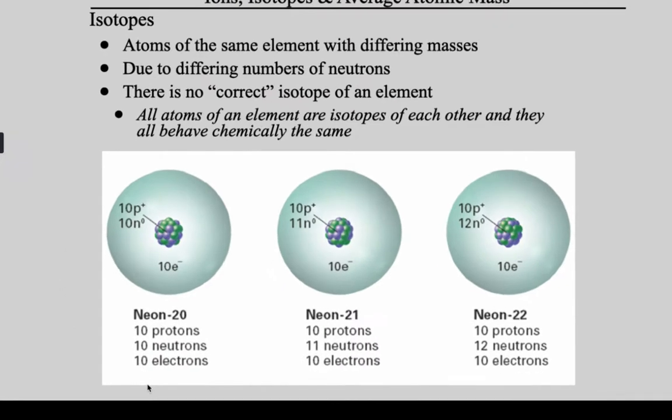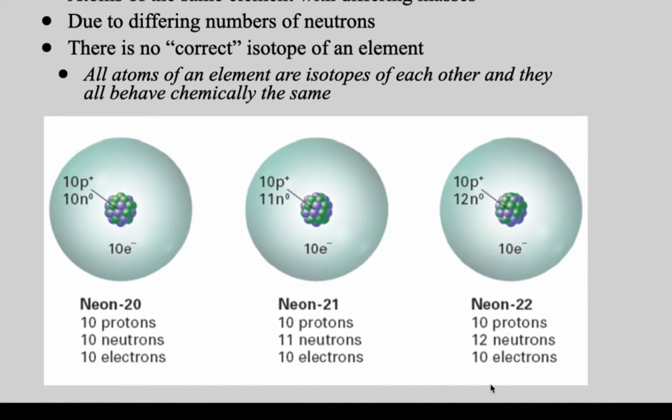You'll notice that they all have 10 protons, therefore they're all neon. If they didn't have 10 protons, they'd be something else. But guys, neon also exists as 3 isotopes. Neon 20, neon 21, neon 22. The only difference is the number of neutrons that they have. Neon 20 has 10, neon 21 has 11, and then neon 22 has 12.